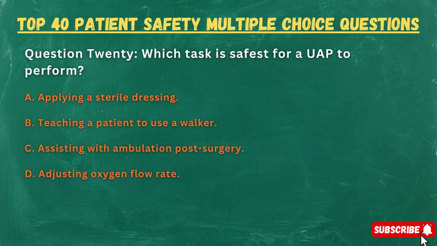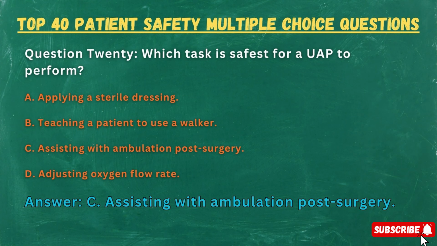Question 20. Which task is safest for a UAP to perform? A. Applying a sterile dressing. B. Teaching a patient to use a walker. C. Assisting with ambulation post-surgery. D. Adjusting oxygen flow rate.